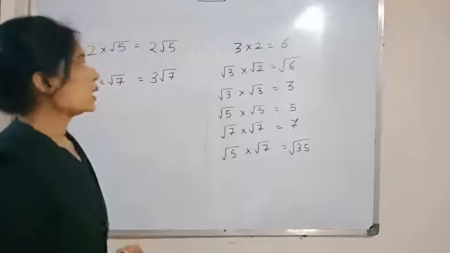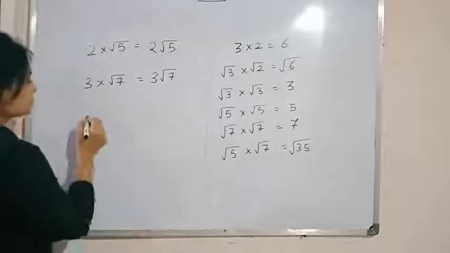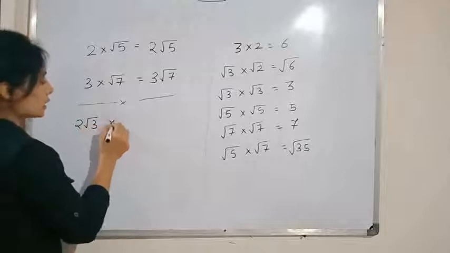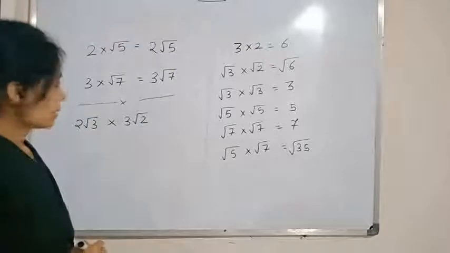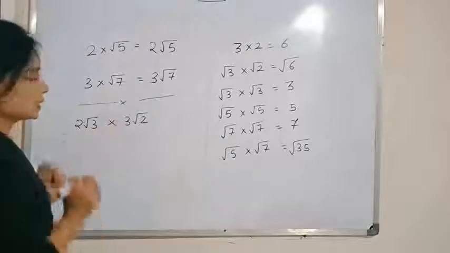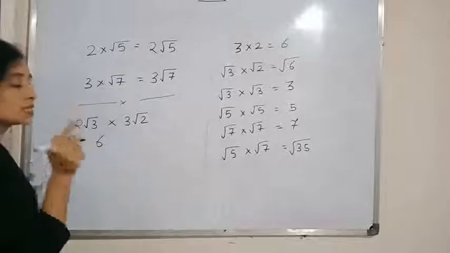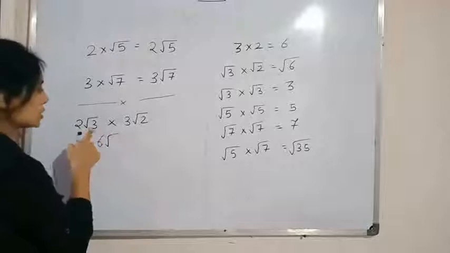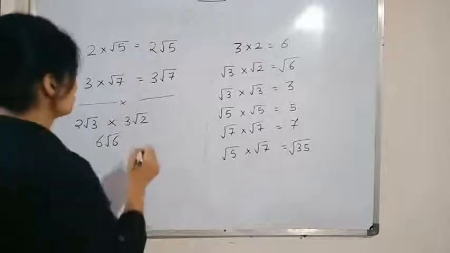These are the basic things. Now if I want to multiply 2 under root 3 into 3 under root 2, first of all you have to look towards the whole numbers, 2 and 3. Multiply both of them. 2 3s are 6. Now see the under root. Root 3 into root 2. Multiply both the roots. 3 2s are 6, and that product will come inside the under root.